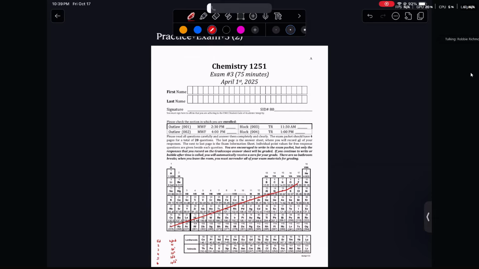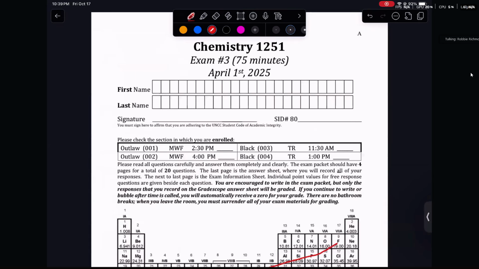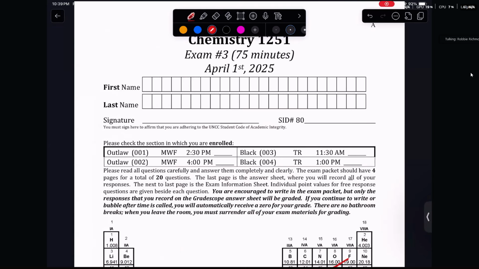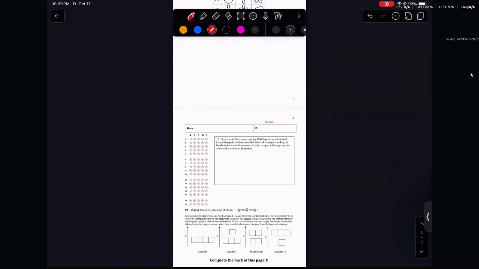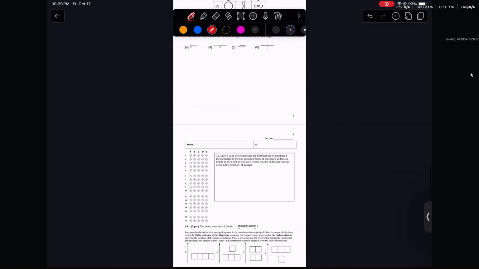By this point in the semester, you should really know where you need to go, what the format is, and how to properly fill this out. It's just going to be first name, last name, signature, student ID number, check off your section, and you'll be provided an exam information sheet and an answer sheet.